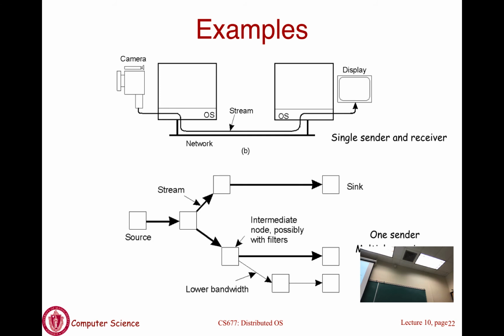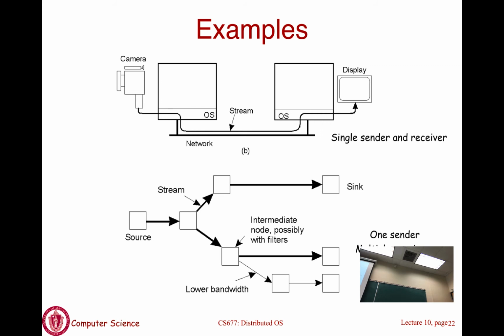The other axis is whether it's one-to-one or one-to-many. The top one is one-to-one. There's one sender, one receiver. But there are many kinds of stream communication where there is one sender and multiple receivers. If you're doing a webcast, you're watching a live stream of, let's say, sporting events. There's one server, but there may be thousands or millions of users that are all tapped in.